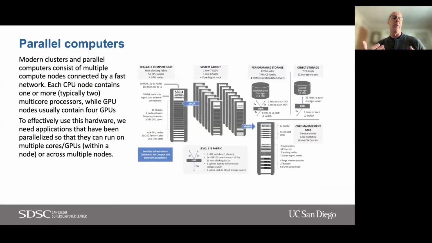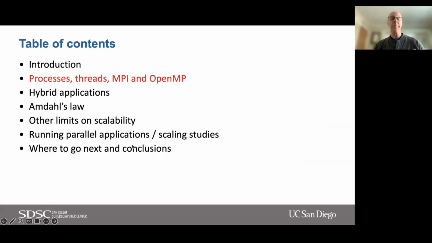So parallel computers, a lot of you are probably familiar with this already. The modern clusters and parallel computers consist of multiple compute nodes connected together by a fast network. Each of those CPU nodes is going to contain one or more, typically two, multi-core processors. So you have a lot of parallelism right there within a single node. The GPU nodes are typically going to contain 4 GPUs, although some of the newer hardware is going to have 8 GPUs in the node. And to effectively use this hardware, you need applications that have been parallelized, specifically written to run on multiple cores or multiple GPUs within a node or across multiple nodes.